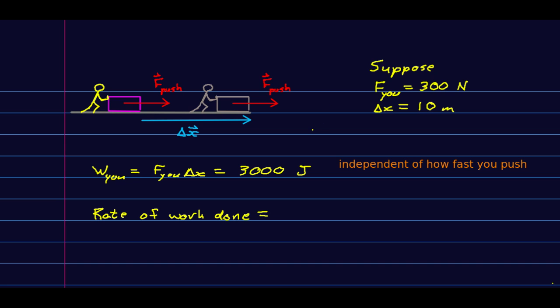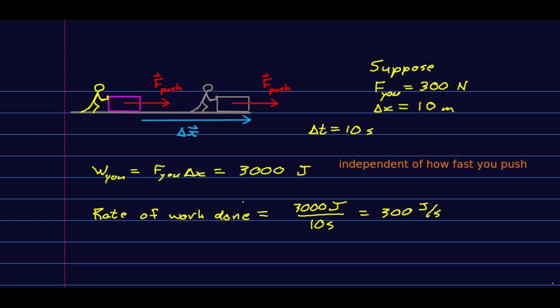Let's say you take a time of, I don't know, 10 seconds. You're pushing the box at 1 meter per second across the room. That's actually a reasonable walking pace. Then the rate at which you are doing work is that you do 3,000 joules worth of work in 10 seconds. And so this is 300 joules per second.